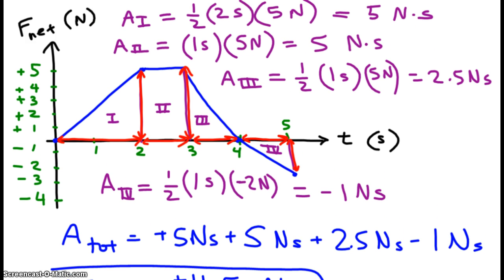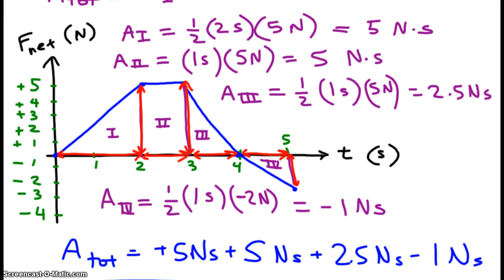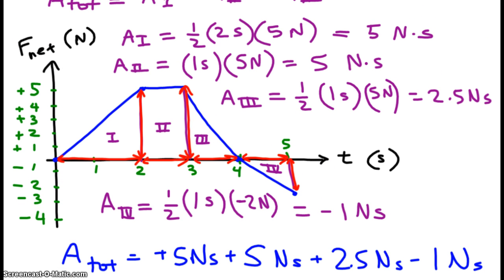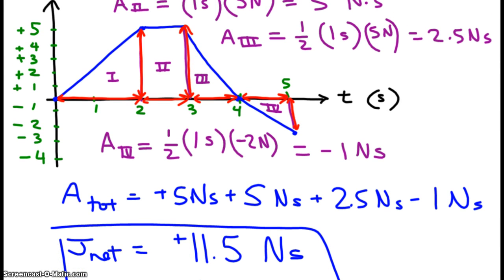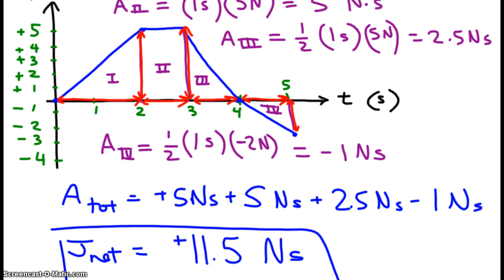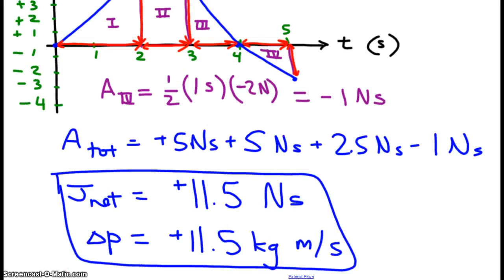The last thing that we have to do is add up all of these together. And I've shown that work here. We find the total by adding up area 1 plus area 2 plus area 3 plus area 4. This comes to 11.5 newton seconds. And yes, that is the net impulse. When you add up all of those areas, you instantly know the net impulse. And because net impulse equals change in momentum, you also instantly know the value of momentum change. So that's how you solve these problems.